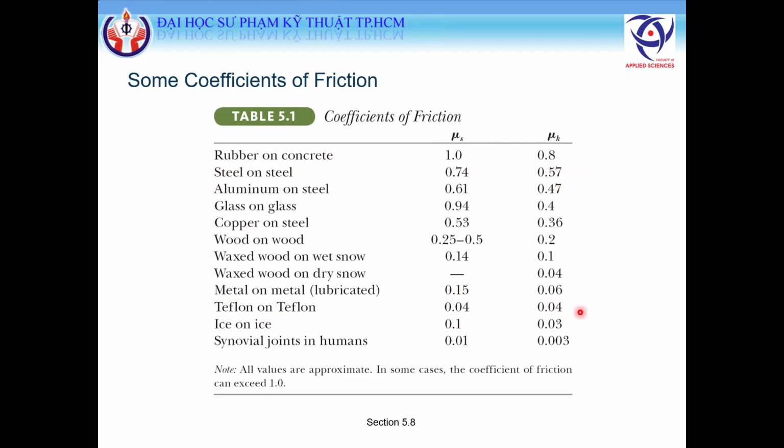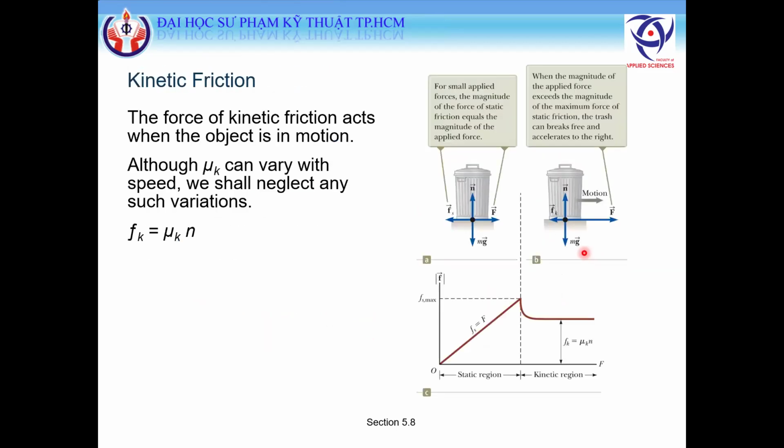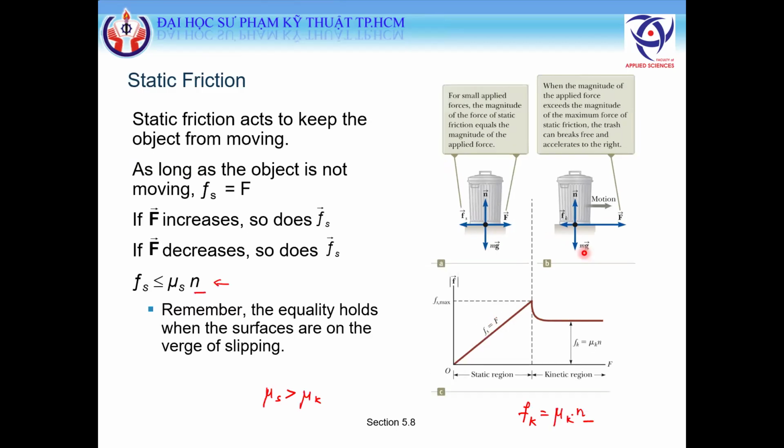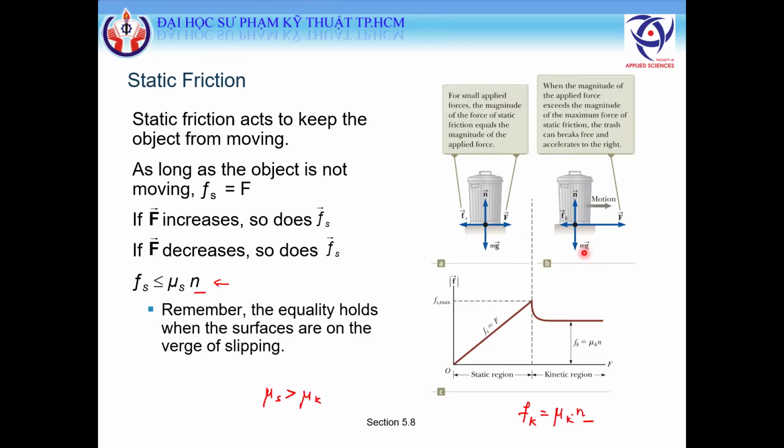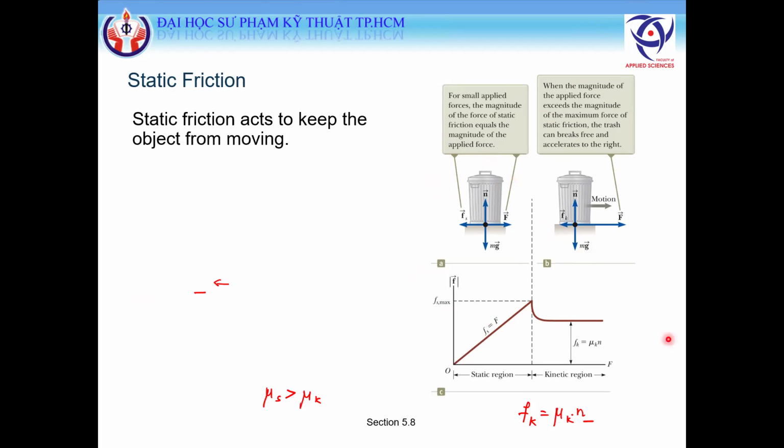Then remember, the friction force can now have two types. One is mu k, Fk, kinetic friction, this one, and one is mu s, Fs, static friction. Okay, so that's it about friction.